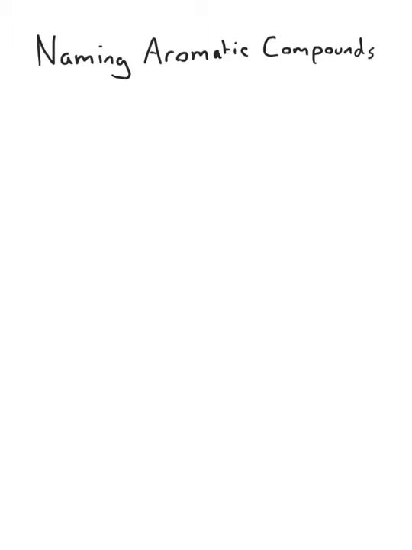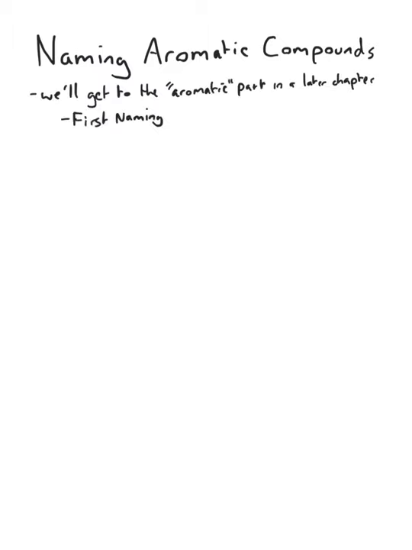This video is on naming aromatic compounds. We have seen aromatic compounds before, but we'll get to the aromatic part in chapter 16. First, we'll just worry about the naming. So for example, this 6-membered ring with the 3 double bonds, where the double bonds are conjugated in a cycle, is called benzene, as you should already know.